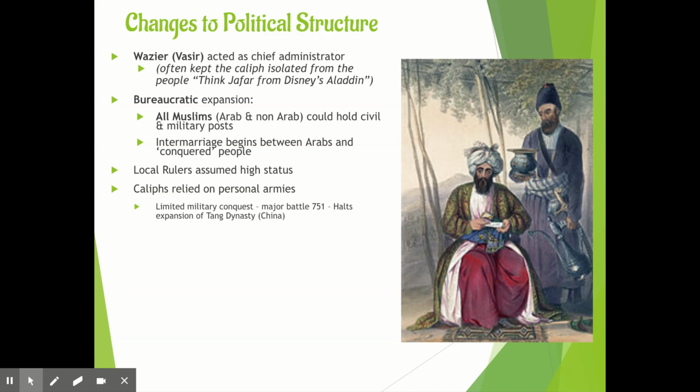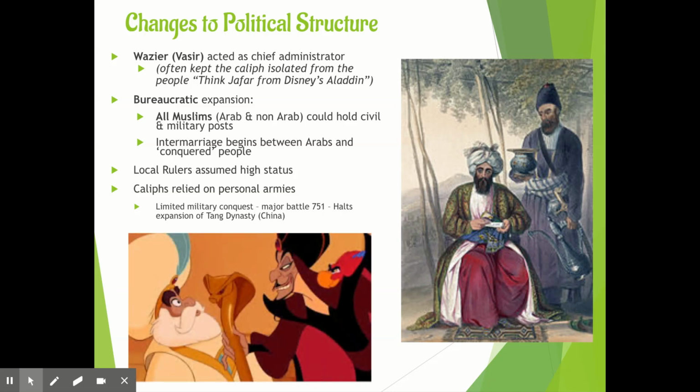In fact, the last and only real expansion was against the Tang Dynasty at the Battle of Talas. And this is going to hurt the Abbasid dynasty, because without conquest, there's no spoils of war.